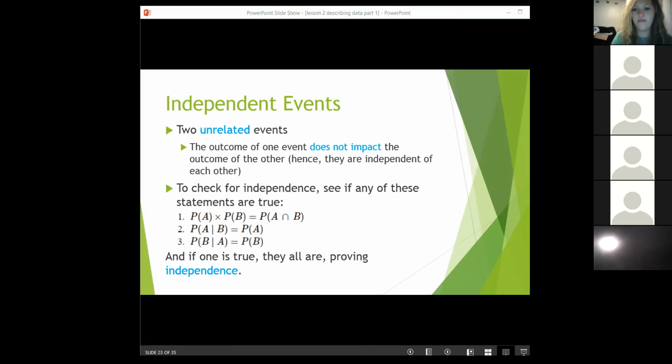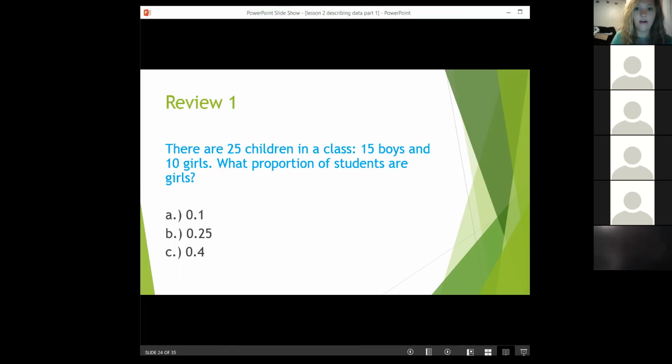All right, let's do some review questions. If you guys haven't done this before, I basically read the question and then you answer it if you think you got an answer, and then we'll go over it together. Okay, so there are 25 children in the class, 15 boys and 10 girls. What proportion of the students are girls? Let's go ahead and see what you guys think, and then we'll go over this one.